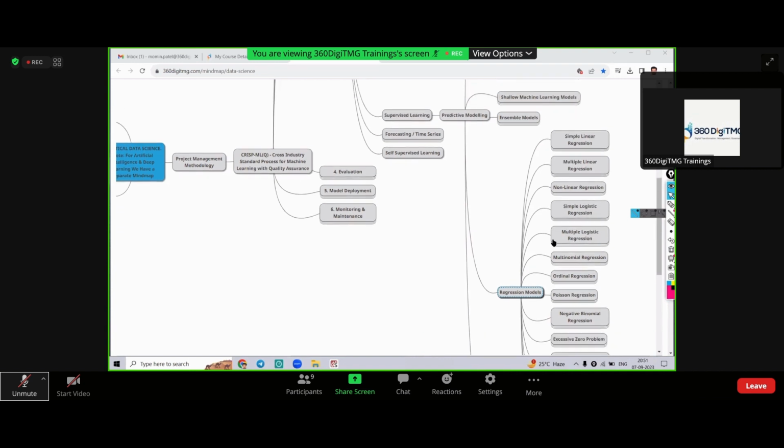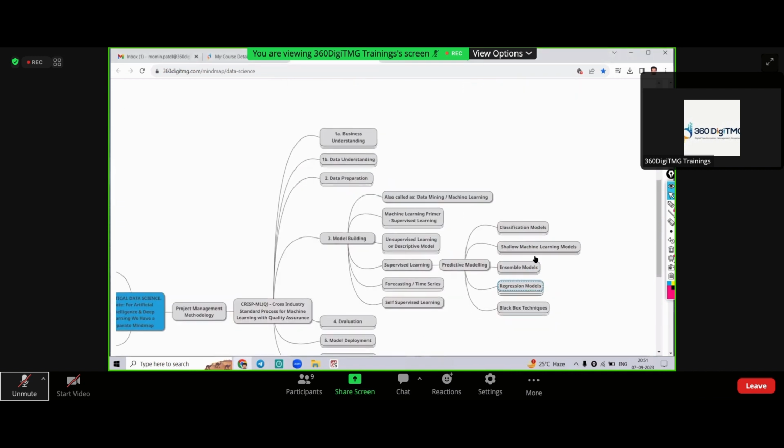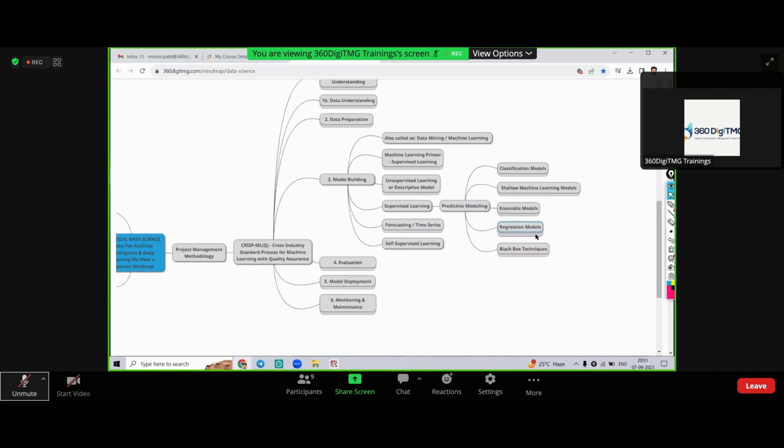Okay, so now we will start with regression models. We started with our KNN and decision tree. Unsupervised we already completed. Something extra will be covered in the masterclass. Now regression models is something where we apply an equation: y equals beta naught plus beta 1 into x1 plus beta 2 into x2 and so on. We'll discuss this.